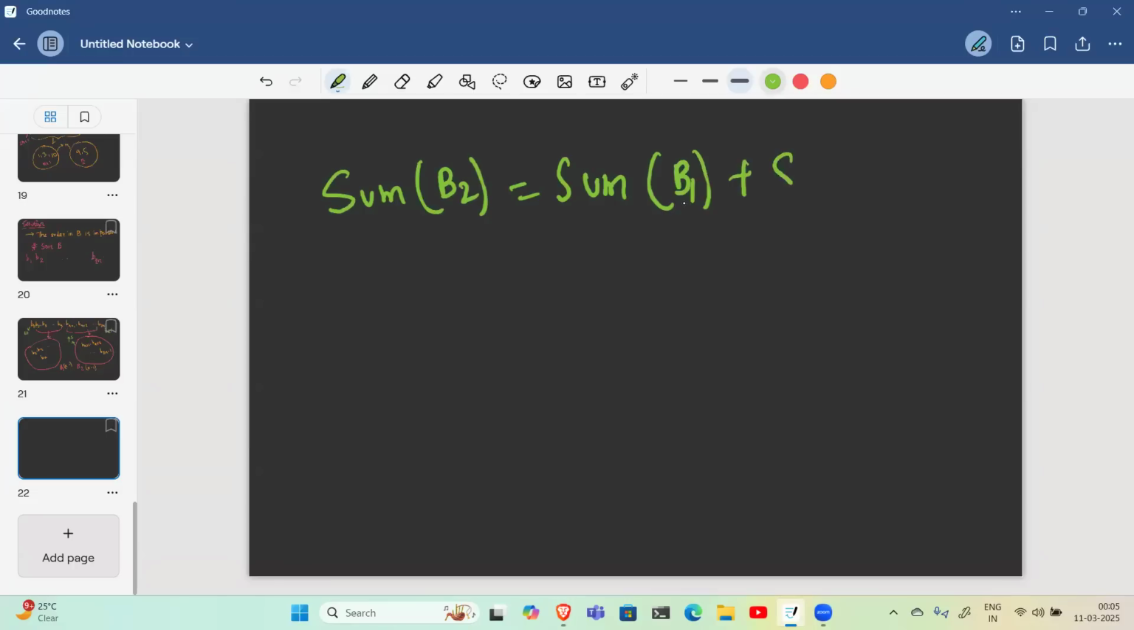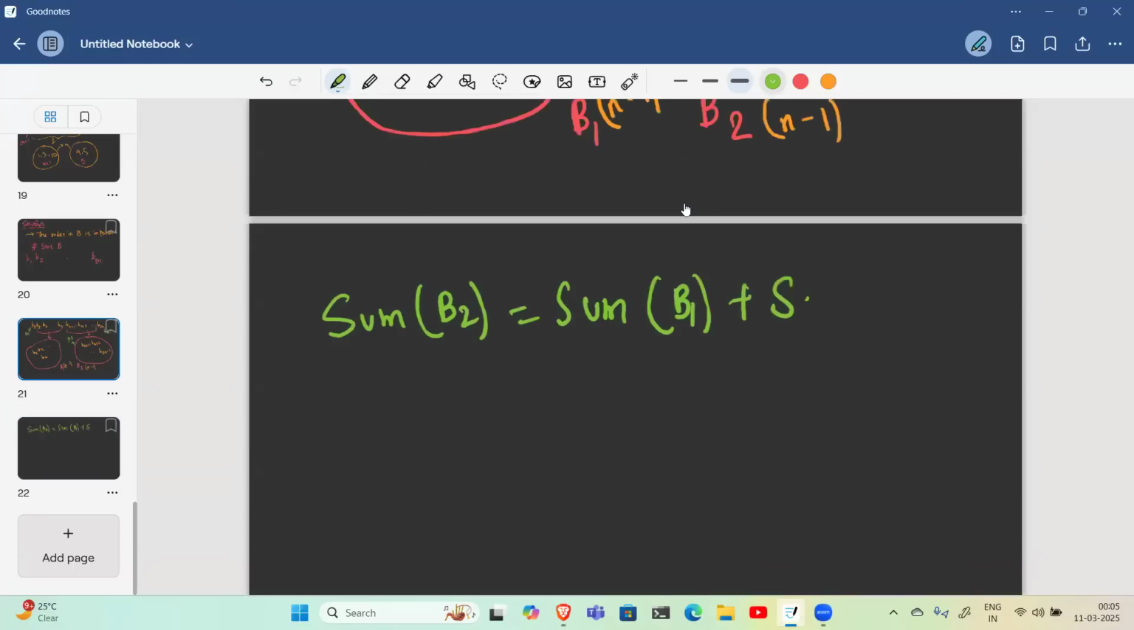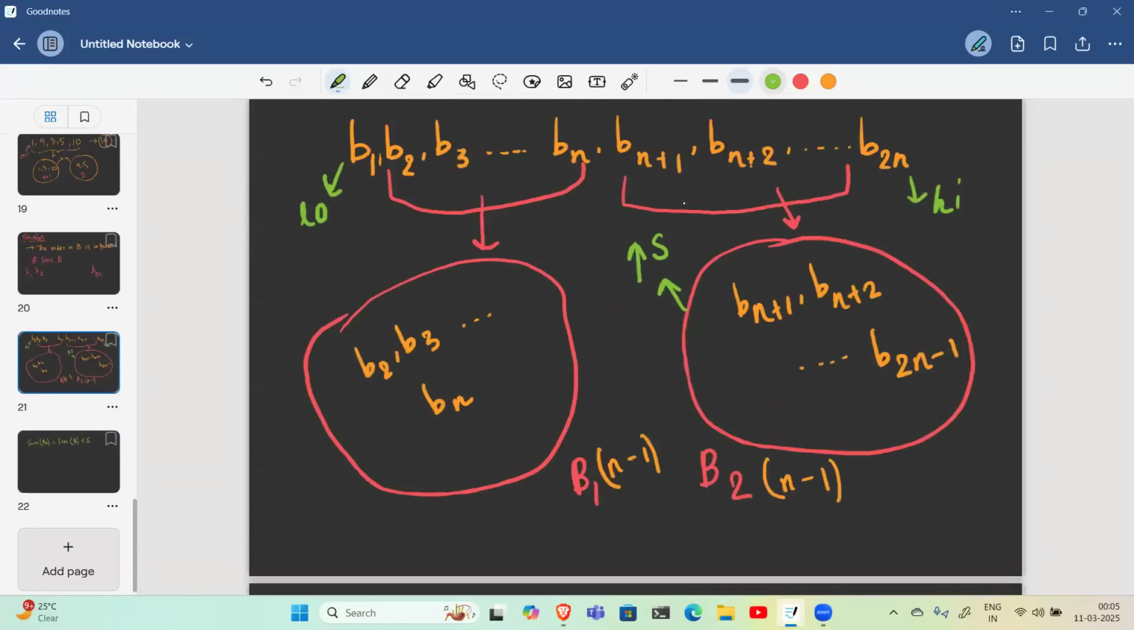Remember the final objective. We need to make the sum of these two bags equal. But till this moment, the bag b2 is heavier. So now what is my plan? My plan is, let me put both low and high in b2.